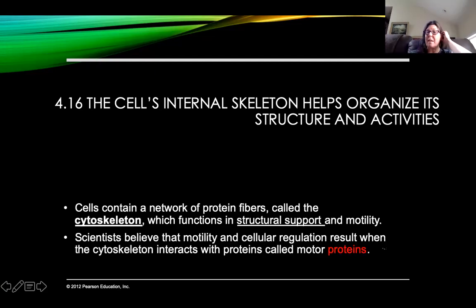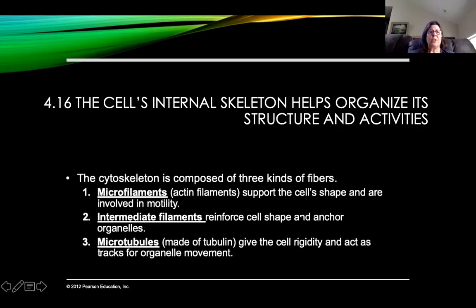And so we also have some of these structures are going to be used to move cells with either the cilia or the flagella. So we have three types of filaments based on what they're made up of and how some are made up of the same type of protein, but they're just organized differently. So we have microfilaments, which are actin, and again are involved with motility. We have our intermediate filaments, which reinforce the shape of the cell and anchor it. And then we have these big microtubules that tend to act as kind of a highway system for organelles to move on.